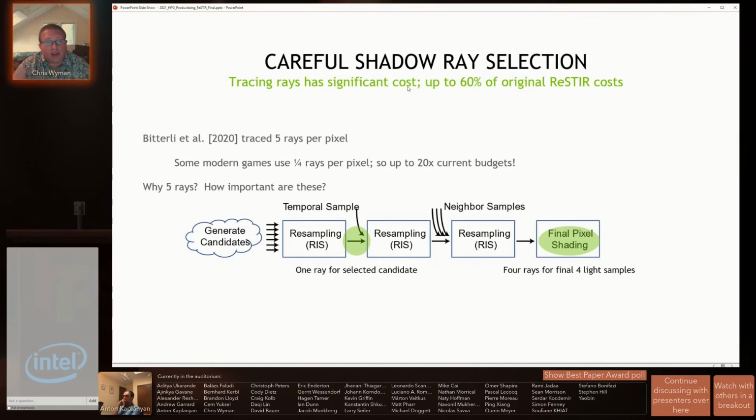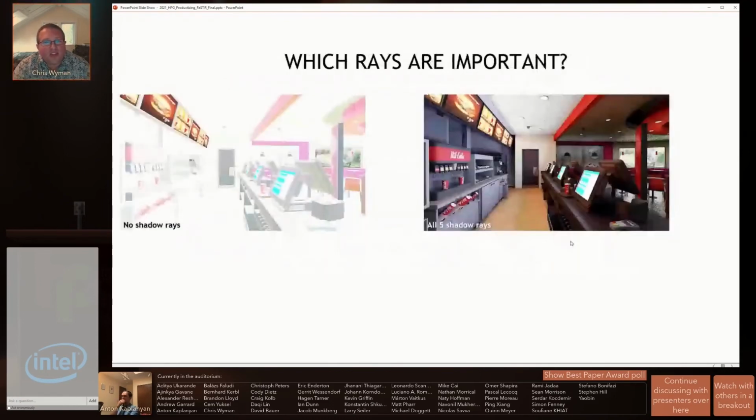So if you go back to the ReSTIR pipeline, we did 1 ray right after we selected a single candidate. So we have a single candidate light, we trace a ray to make sure that it's visible, and then we trace 4 more shadow rays during shading of our final light samples. And so we can ask, how important are these?